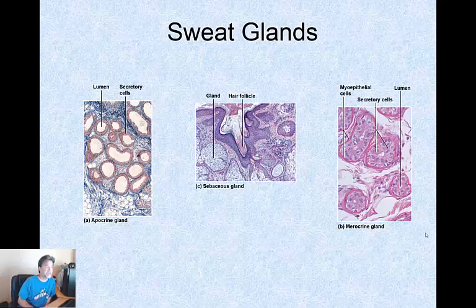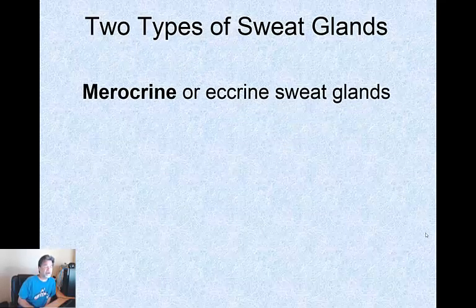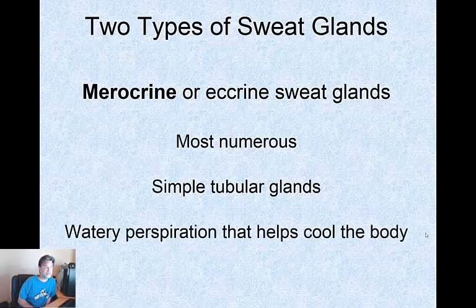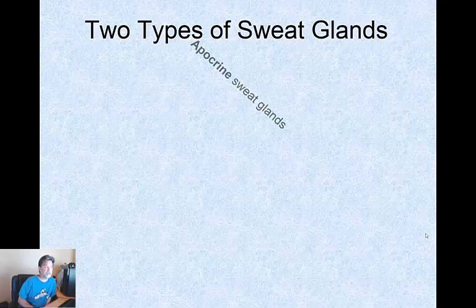Another accessory structure in the skin are glands, and we see several different types of glands here. We've talked about these at one point or another already this semester. And in our case, in the skin, there are two major types of sweat glands. There's the merocrine, also known as eccrine sweat glands, and they are certainly the most numerous, and they are very simple tubular glands, nothing complex at all about them. They aren't very sophisticated, and they produce sweat, which is mainly water that helps to keep the body cool.